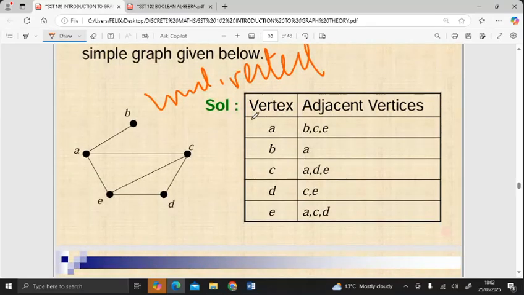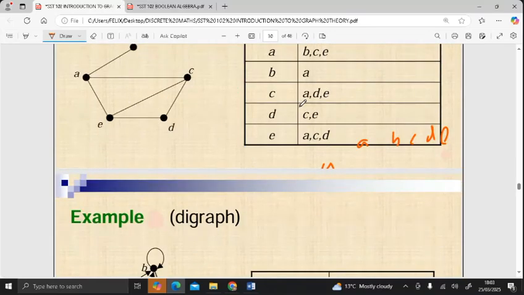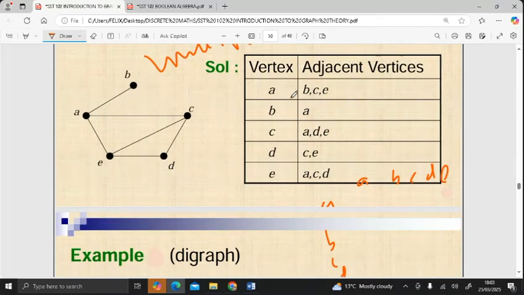Like now B, how is it adjacent? It is adjacent to A because it is connected to A, and that is the only one. Look at C. When we have C, the adjacent vertices in that case are A, E, D, and that is exactly what we have here. Now, for those that are adjacent, remember this is in as far as undirected. This one is undirected.